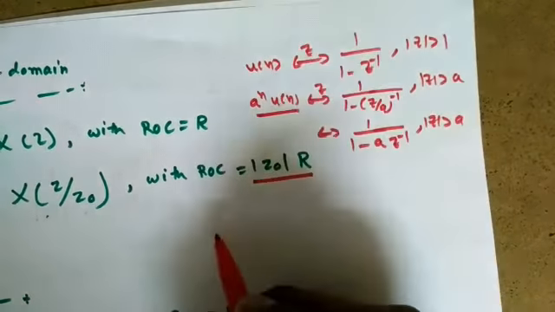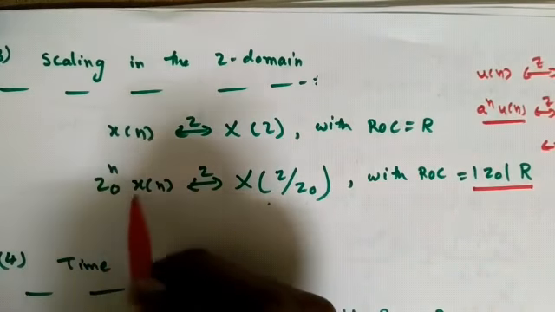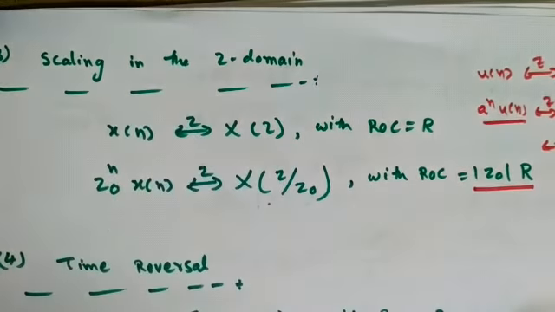So this is the scaling in the z domain. So we need to multiply with some constant power n in the time domain, right? Next one is time reversal. So what is the time reversal? x of n has X of z with ROC R.